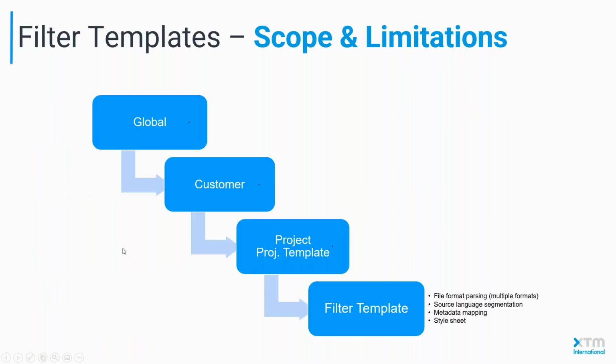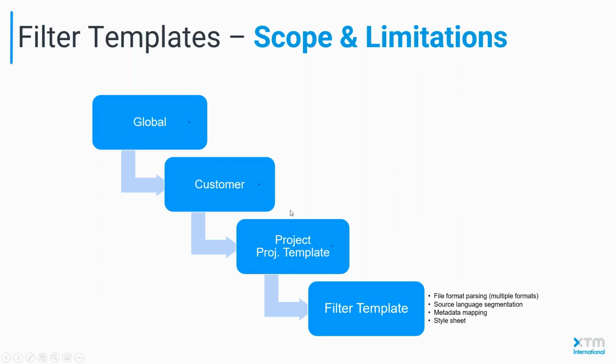I wanted to talk a little bit also about the hierarchy in the settings in XTM and how filter templates fit in. As you might already know, XTM settings work within a hierarchy. One filter template is applied to a whole project. But if you don't choose a filter template during project creation, the project will pick the filter template that is defined as the default for the customer. And if there isn't any default defined for the customer, it will pick the default defined globally.